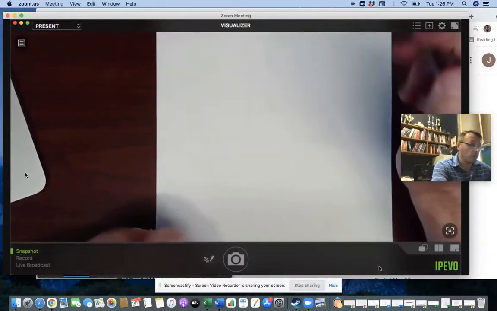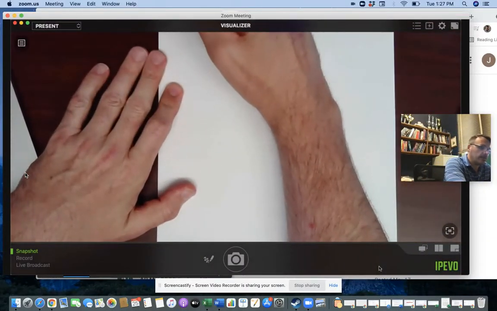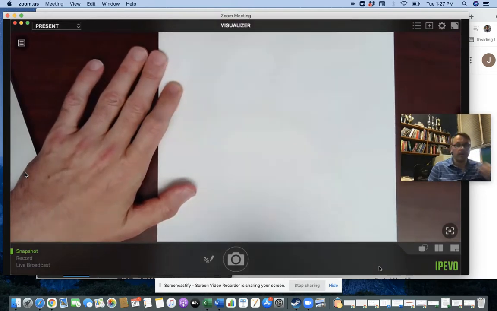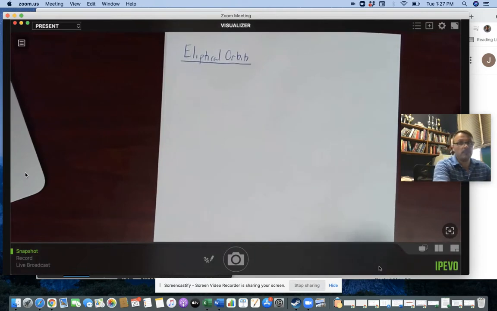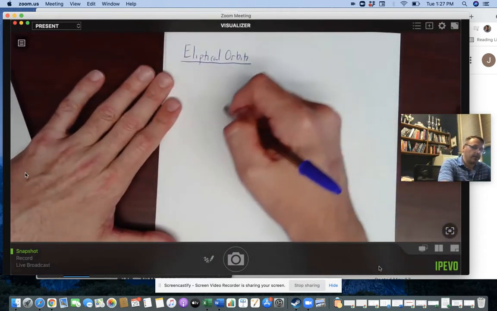Here we go, part 2. We're going to talk about elliptical orbits and other types of orbits. So, elliptical orbits. Here we go, an ellipse rather than a circle.